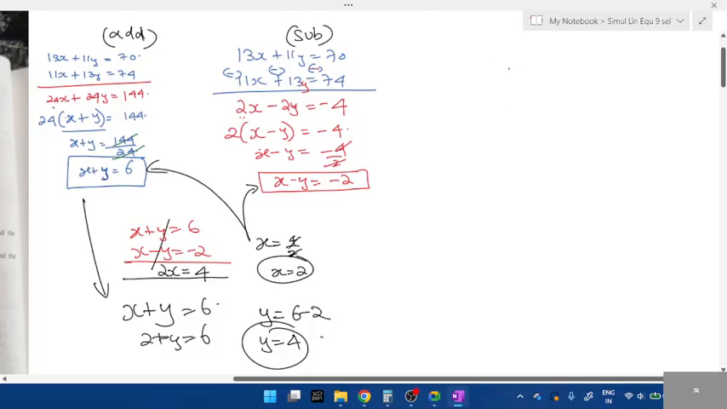So this is the meaning of swapping. If the values are swapped, first what do you do? First you have to add, then later you have to subtract.